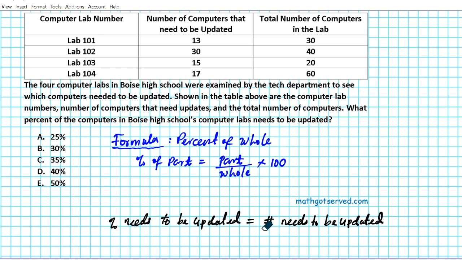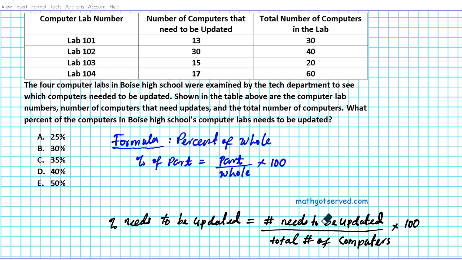This is the part, and we're going to divide it by the whole. So what is the whole in this scenario? The whole basically represents the total number of computers. So we're going to divide the number of computers that need to be updated by the total number of computers. Now this will give us the fraction of computers that need to be updated. To convert that to percent, we'll just multiply our answer by 100. All right, so let's find the 2 missing pieces in this equation, and then we can go ahead and solve it.